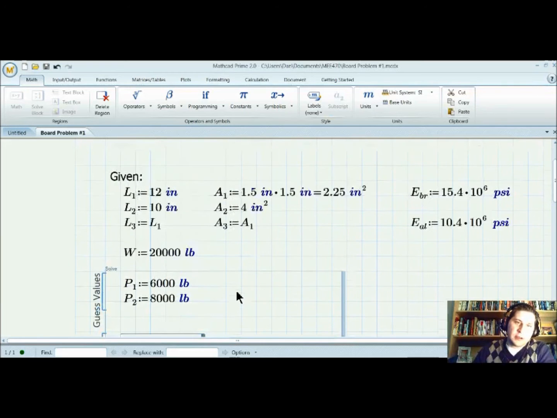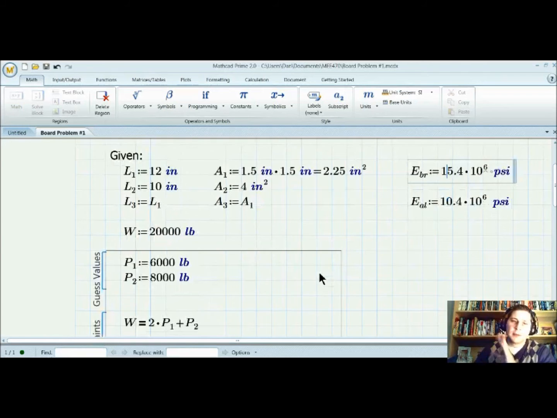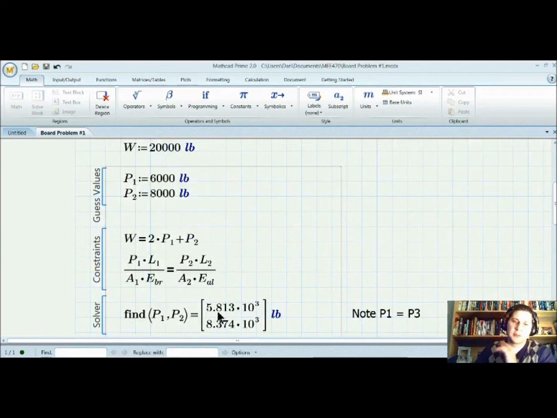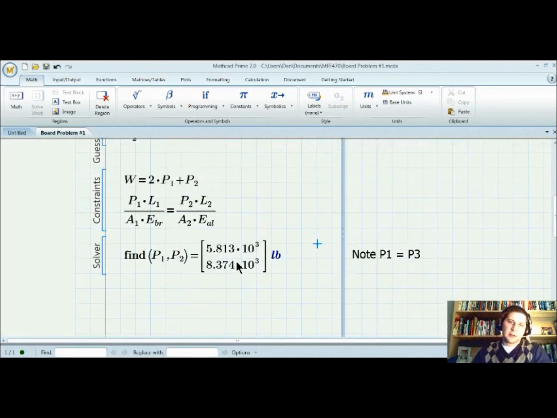Where did these areas come from? Well, it's just simple math. Base times width will give us the area. And whether you use 15.0 or 15.4, I didn't take off for that, because either way you do it, you're going to end up somewhere around 5,800 pounds for P1 and P3, and you're going to end up somewhere around 8,374 for P2. So this is worth 10 points for getting the correct answers here.